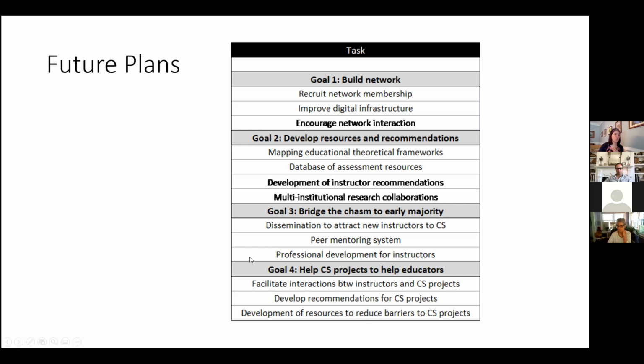We have a third goal of introducing citizen science to instructors who are not already using it. So disseminating materials to attract new instructors to citizen science, the peer mentoring system I mentioned earlier, and professional development, and then helping the citizen science projects to help educators use their projects. We'll be facilitating interactions, developing recommendations, and developing resources to reduce barriers for instructors to use these citizen science projects.